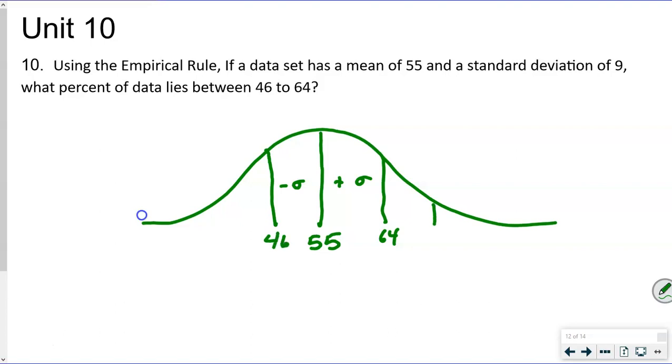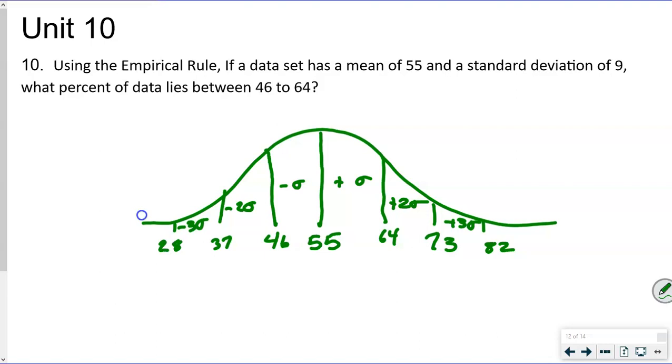And if I kept going, plus 2 sigma, minus 2 sigma, plus 3 sigma, minus 3 sigma. Okay, so if I keep doing that, remember that's 3 times and 2 times the 9. So this would have been 73. This would have been 82 out here. And then over here, we would have had 37 and 28.